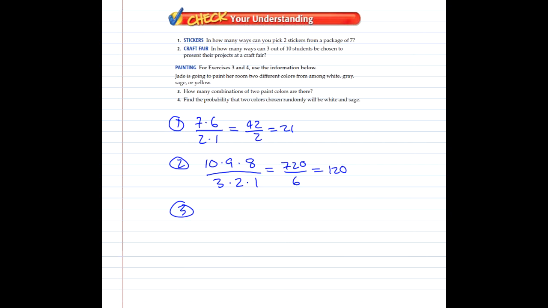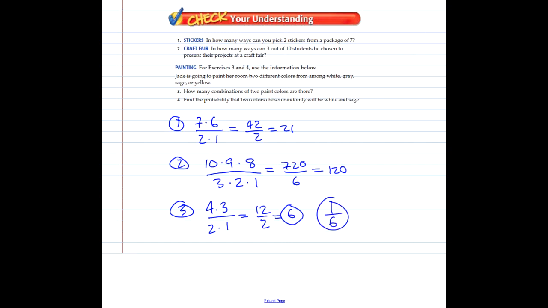Number 3. Jade is going to paint a room 2 different colors from among white, gray, sage, or yellow. How many combinations of 2 paint colors are there? Well, she has 4 paints for the first choice, 3 for the second, 2 ways to pick the first one in the smaller set, 1 to pick the second one. We have 12 over 2, which is 6. Find the probability that the 2 colors randomly chosen will be white and sage. Because there are 6 possible outcomes, only 1 of which is favorable, the probability is 1 in 6.